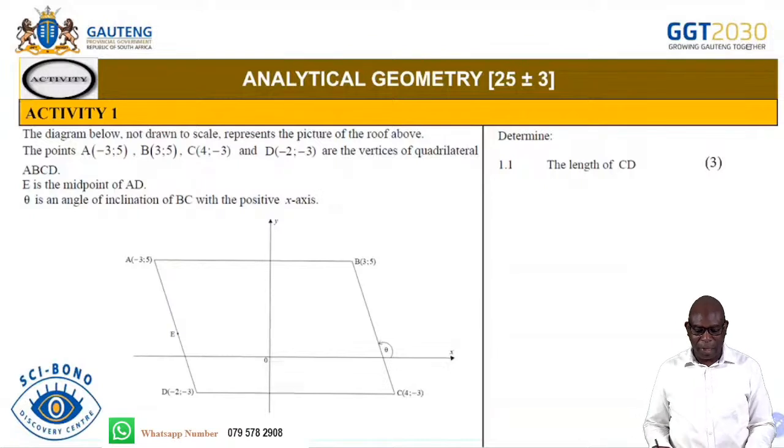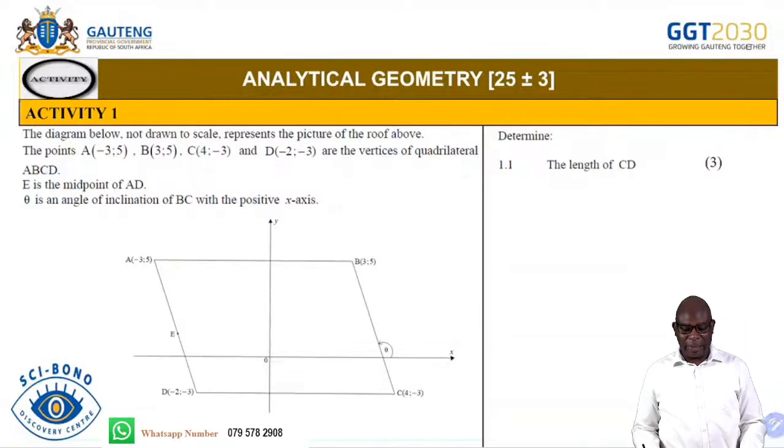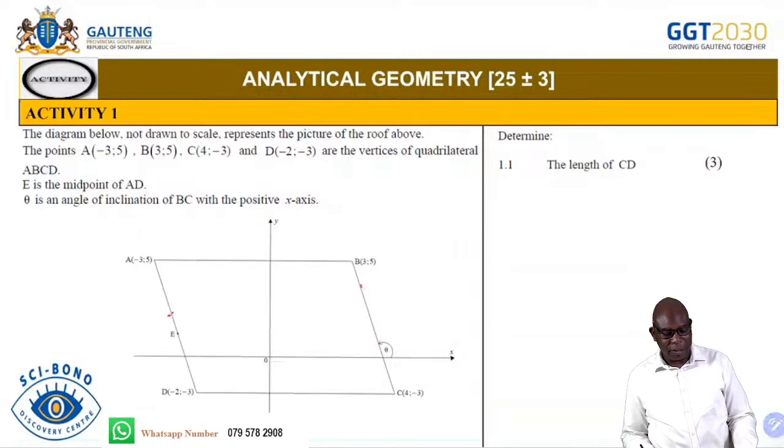Right, now let's look at the activities in analytical geometry, where we said we are targeting about 20 marks, of which we can get that. The diagram below is not drawn to scale, so we can say this line here is parallel to that line because they're not drawn to scale. It represents the picture of the roof above. There was supposed to be a roof there that I just omitted.